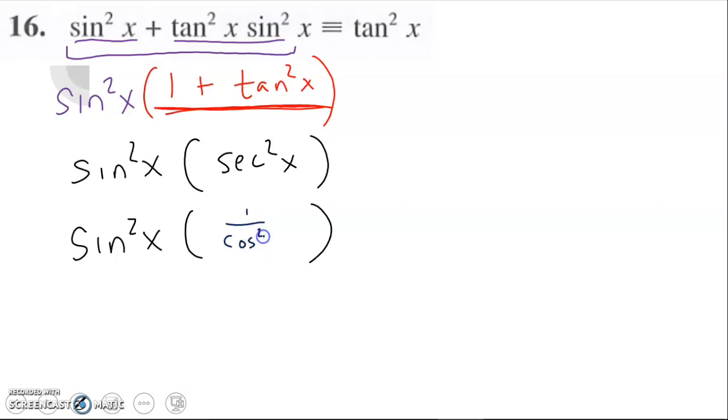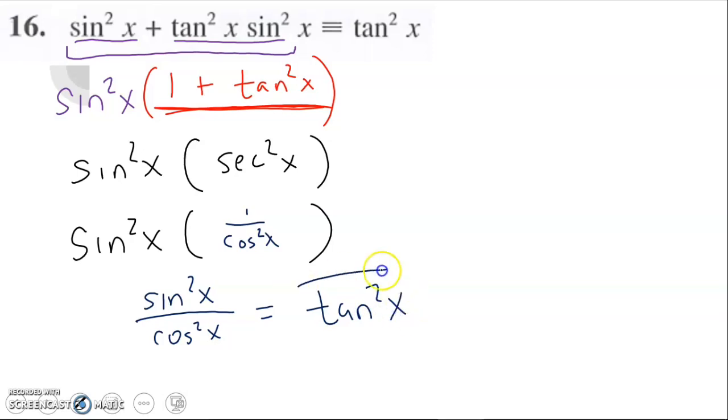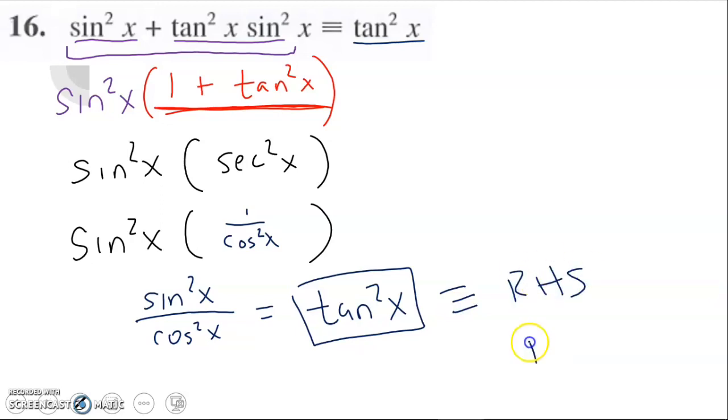cos squared x. Okay. And then I simply have sine squared x over cosine squared x, which again, that's one of your identities that you should remember. That is equivalent to tan squared x, which is exactly what I have on this right side. So again, this is proven to my right hand side. Okay, so that's number 16.